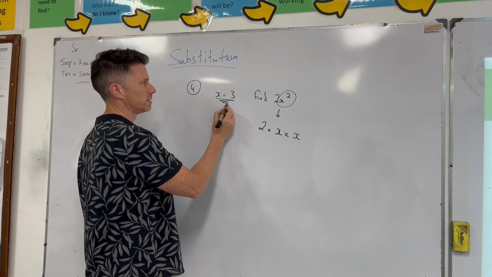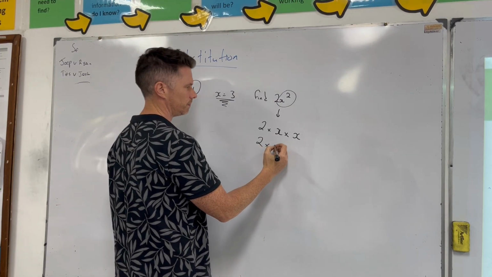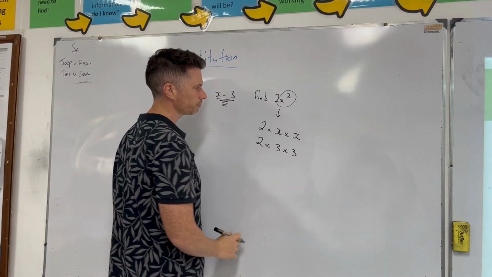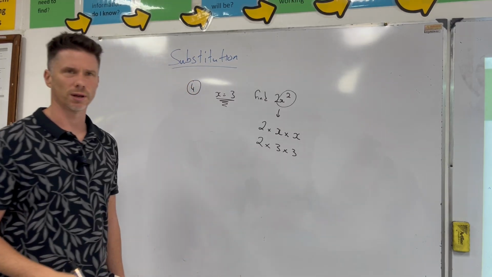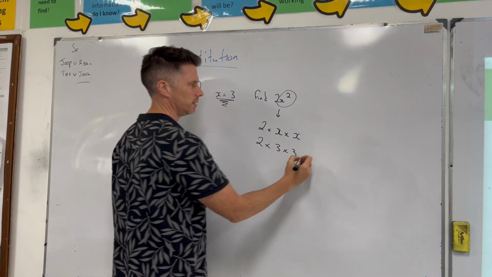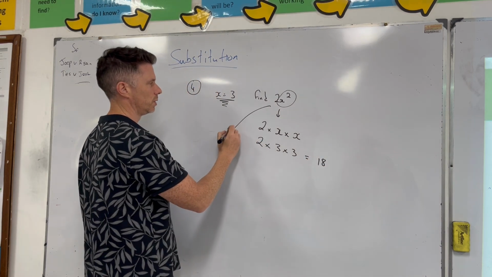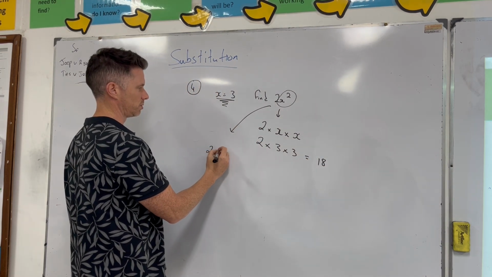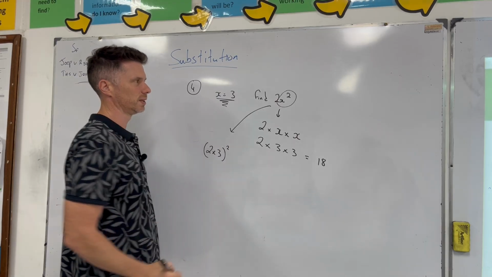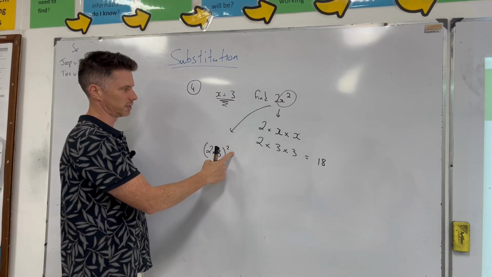And we know x is 3, so we have 2 times 3 times 3. And I think if you write it out like that, you would definitely get 18. What a lot of you were doing was you were going, let's do 2 times 3 first and then square it. Get 6 and then square it.